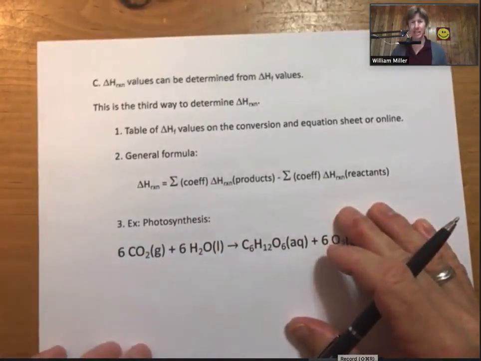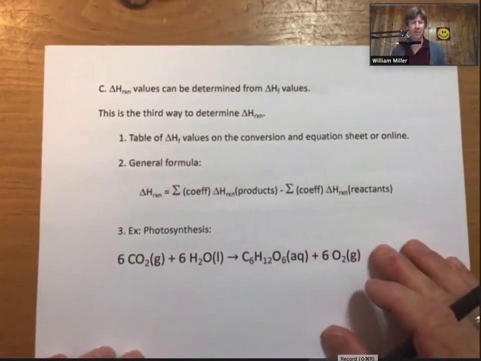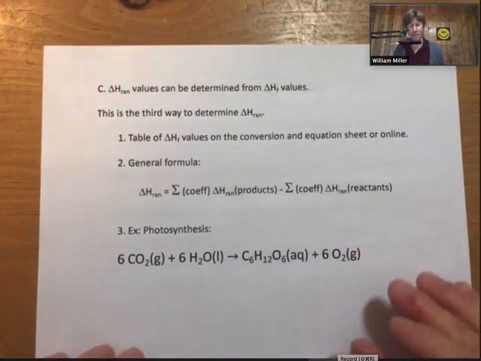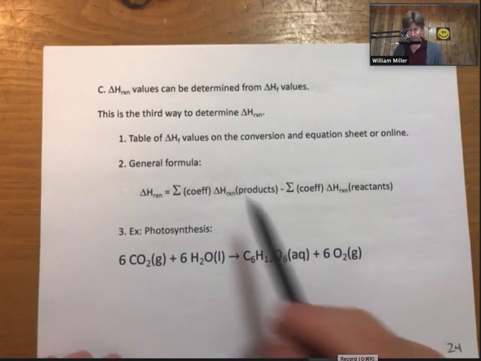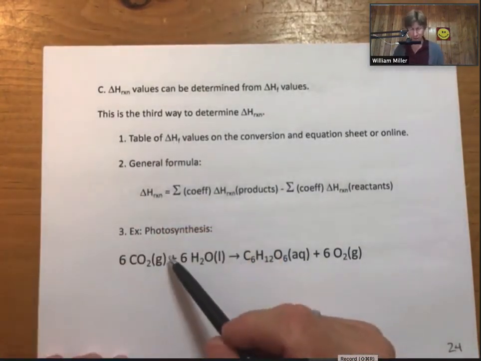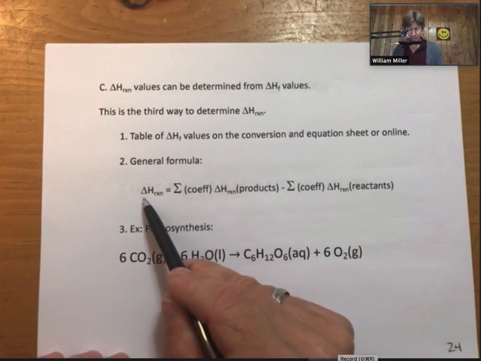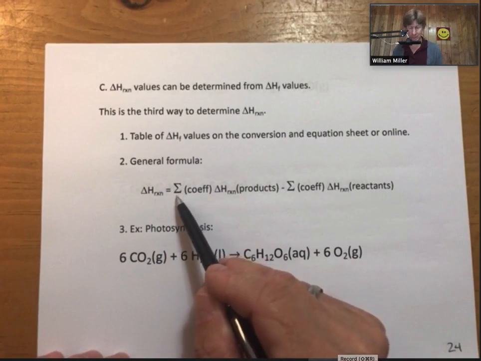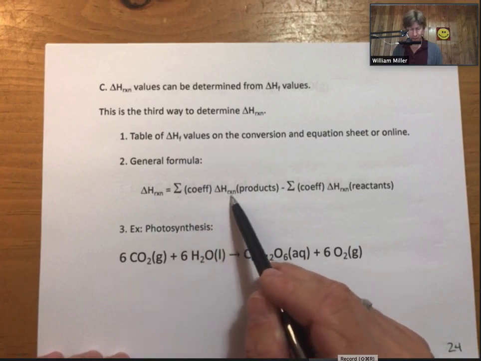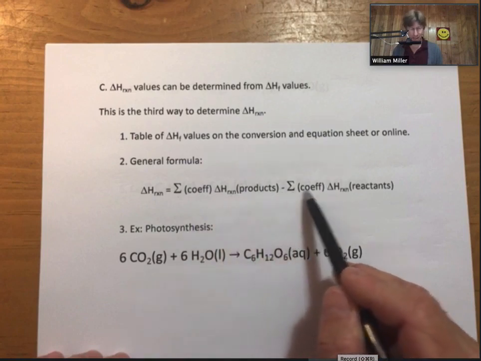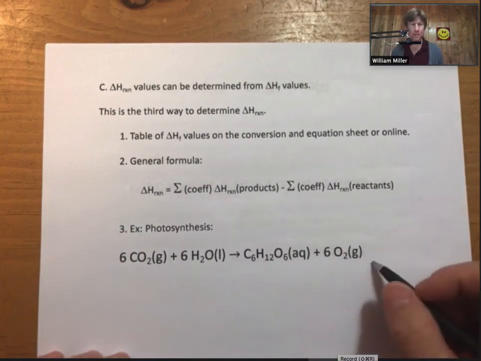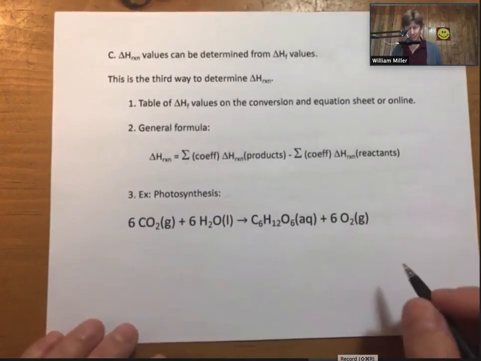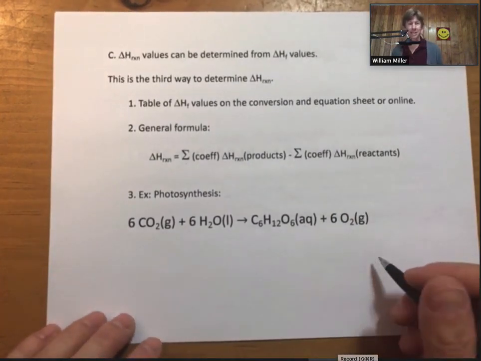So delta H reactions can be determined from delta HF formation values. This is the third way to determine delta H reaction. We have that table of values that I showed you, and the general formula is that delta H reaction equals the sum, this is the Greek uppercase letter sigma, which means sum, of coefficients times the delta HF of the products minus the sum of the coefficients times the delta HF of the reactants. That's the general formula. Let me show you the applications of it for photosynthesis.